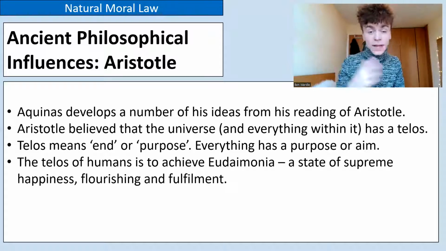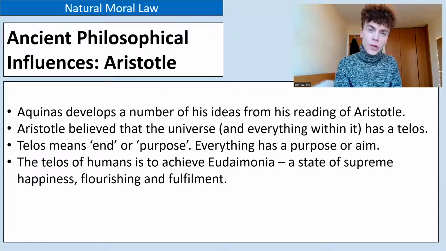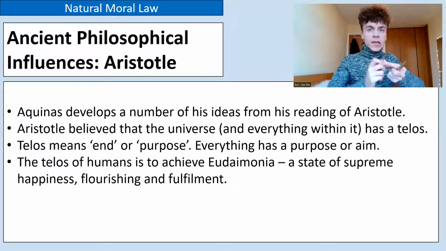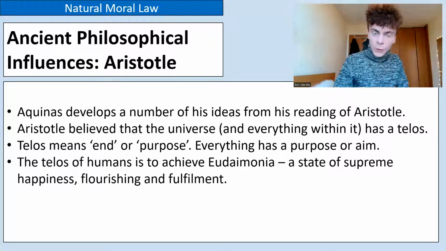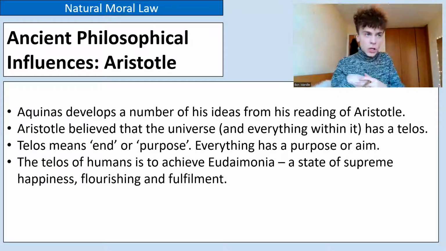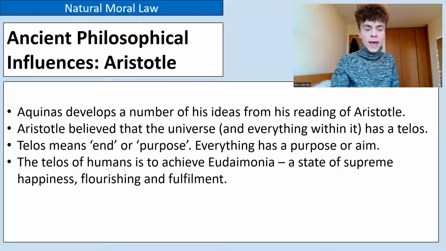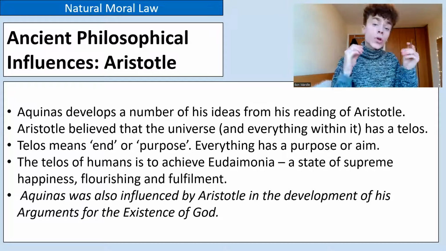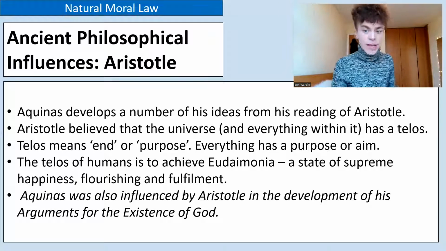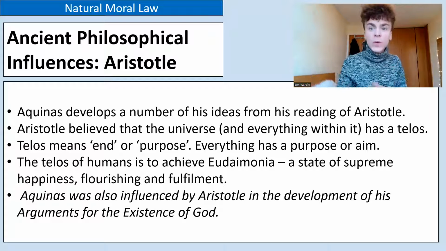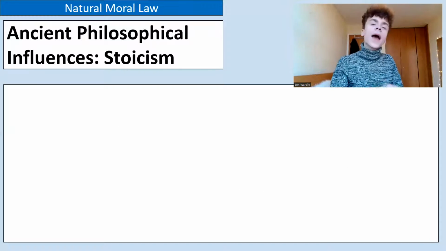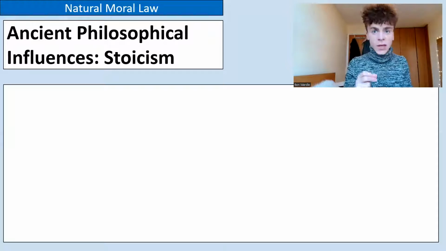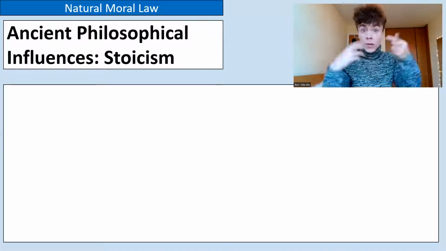Now, the telos of humans is to achieve something that Aristotle called eudaimonia. It's a state of supreme happiness, flourishing, and fulfillment. So it's like fulfilling your potential, becoming the best that you can be. And Aquinas, as I say, was also influenced by Aristotle in the development of his arguments for the existence of God.